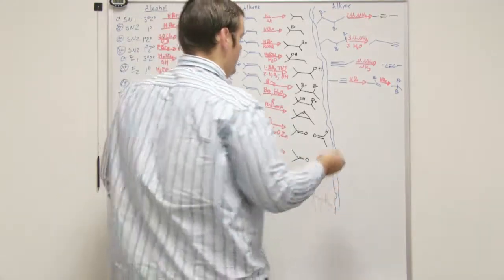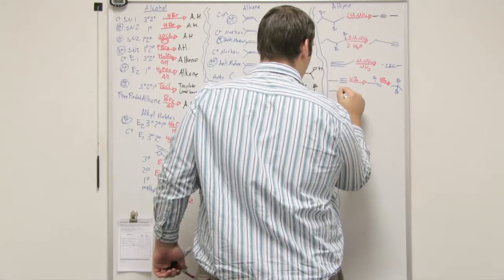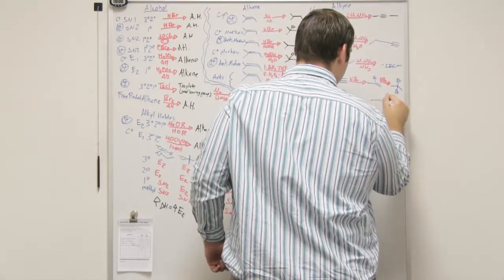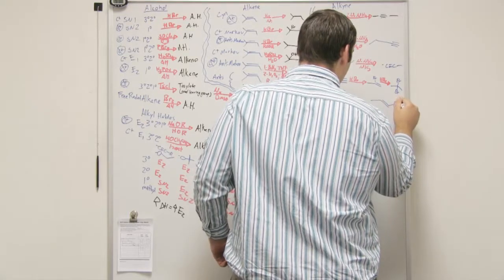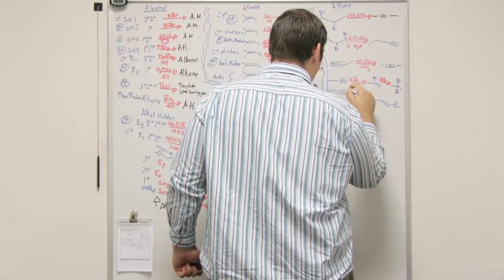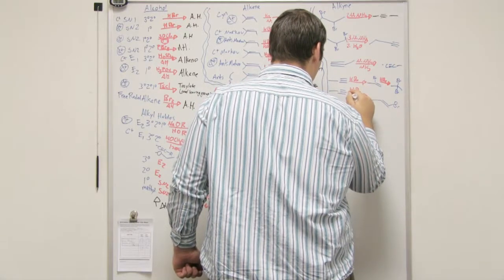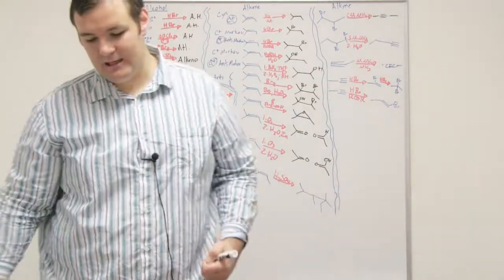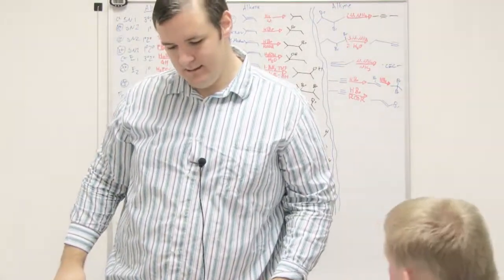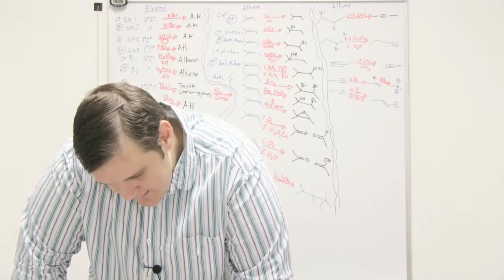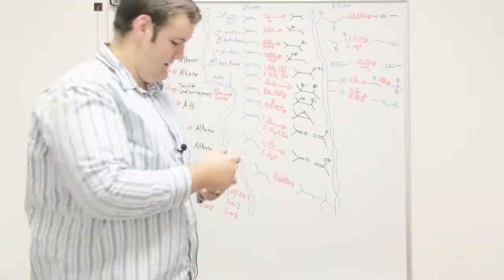And then, yeah, if we add HBr with peroxides, we'll get the anti-Markovnikov. So you can see, really similar stuff. And I think this one, if I'm not mistaken, only adds on once. I hate how sometimes they don't state that.